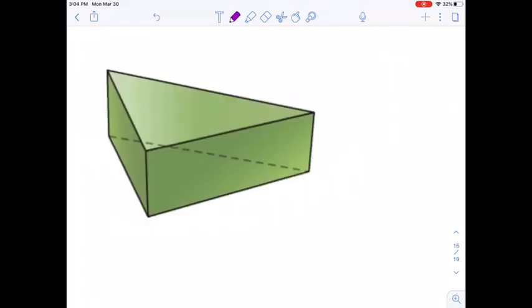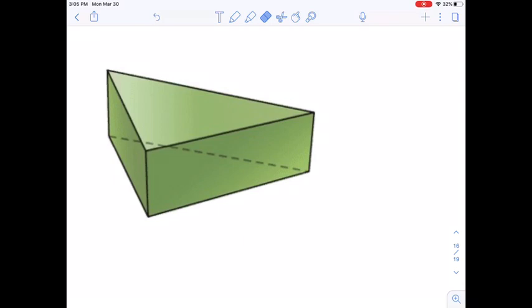Triangular prism. Say that with me. Triangular prism. Do you remember why it's called a triangular prism? Right, because it's got triangles as part of the shapes that make it up. Did you notice that there are triangles in this shape? Look, on this one that we're looking at, the top is a triangle. And look at that. The bottom is a triangle. That's why it's called a triangular prism.